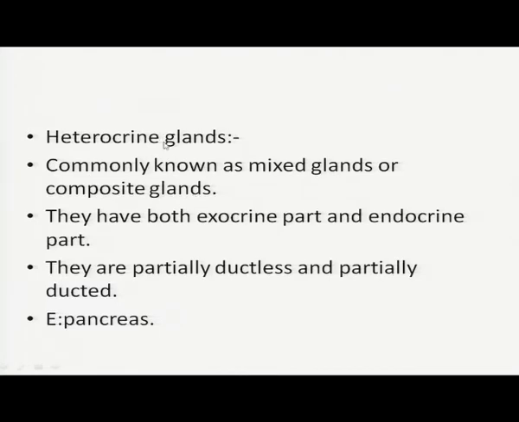So, which gland is known as composite gland? Mixed glands or even heterocrine glands. They have both exocrine part and endocrine part. They are partially ductless and at the same time partially ducted ones. Typical example is pancreas.